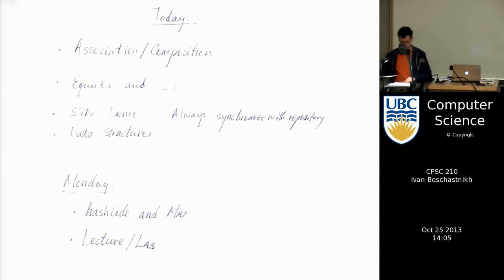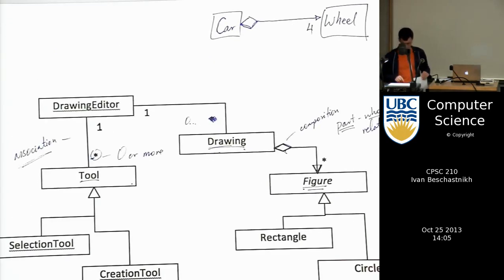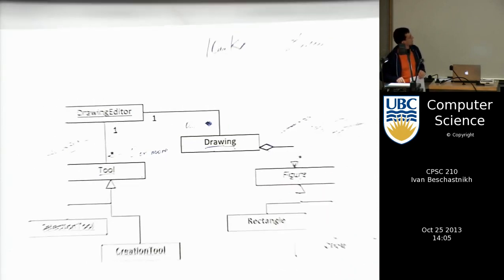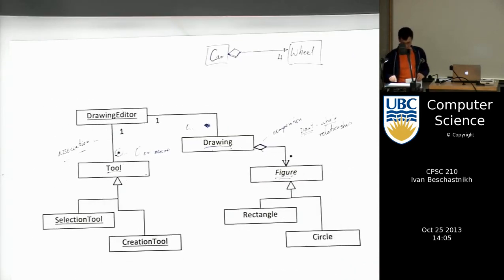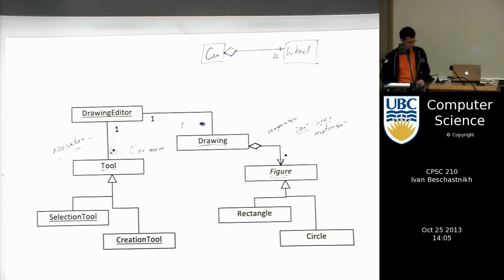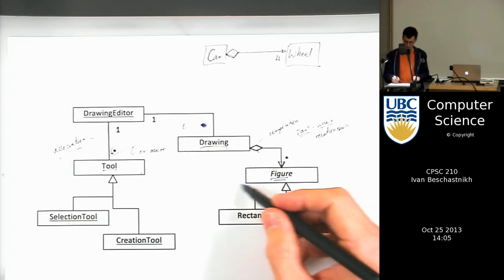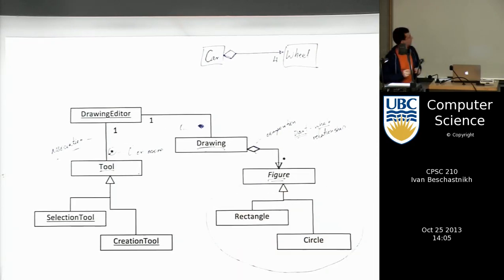Great. So let's come back to this diagram. So this is what we did last time. And we introduced this new funny notation, right, where down below, this rectangle and circle, they're just subtypes of figure. Right? So this is a very standard relation that you all know about. And then we introduced association and composition.